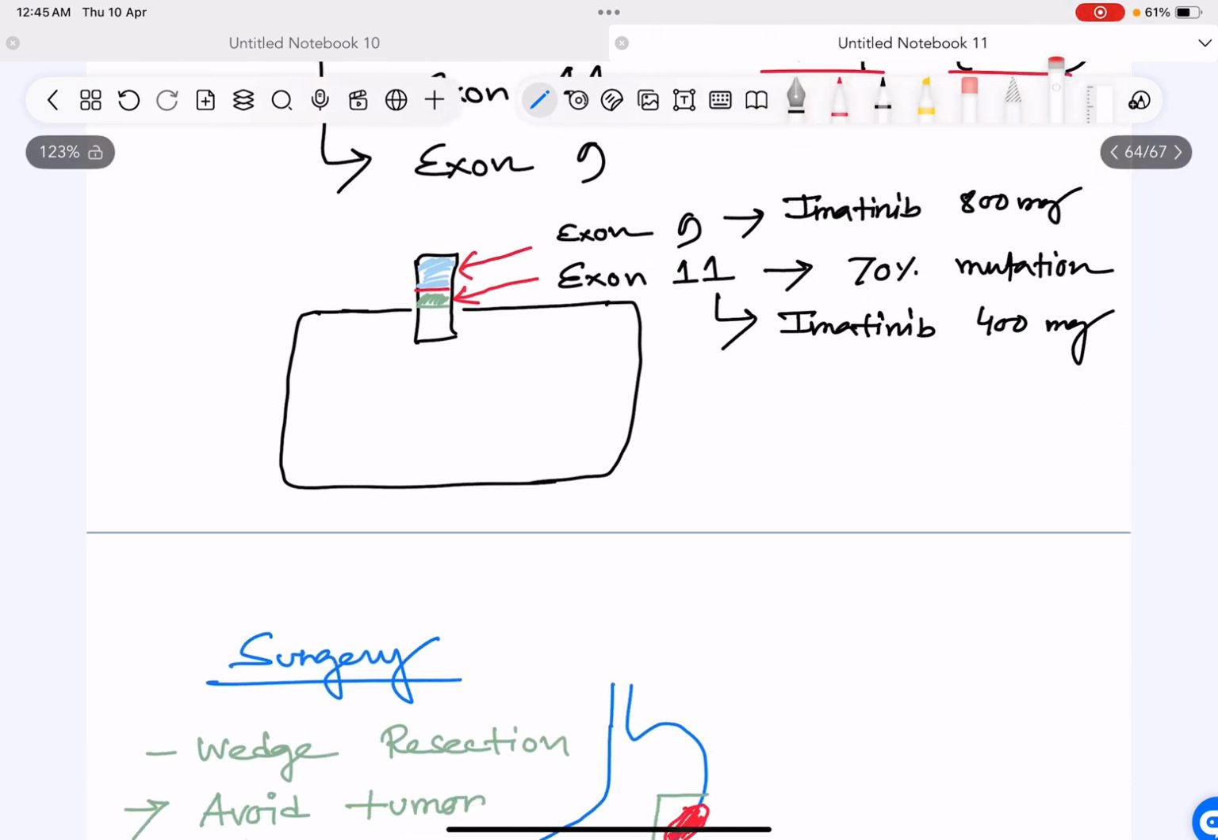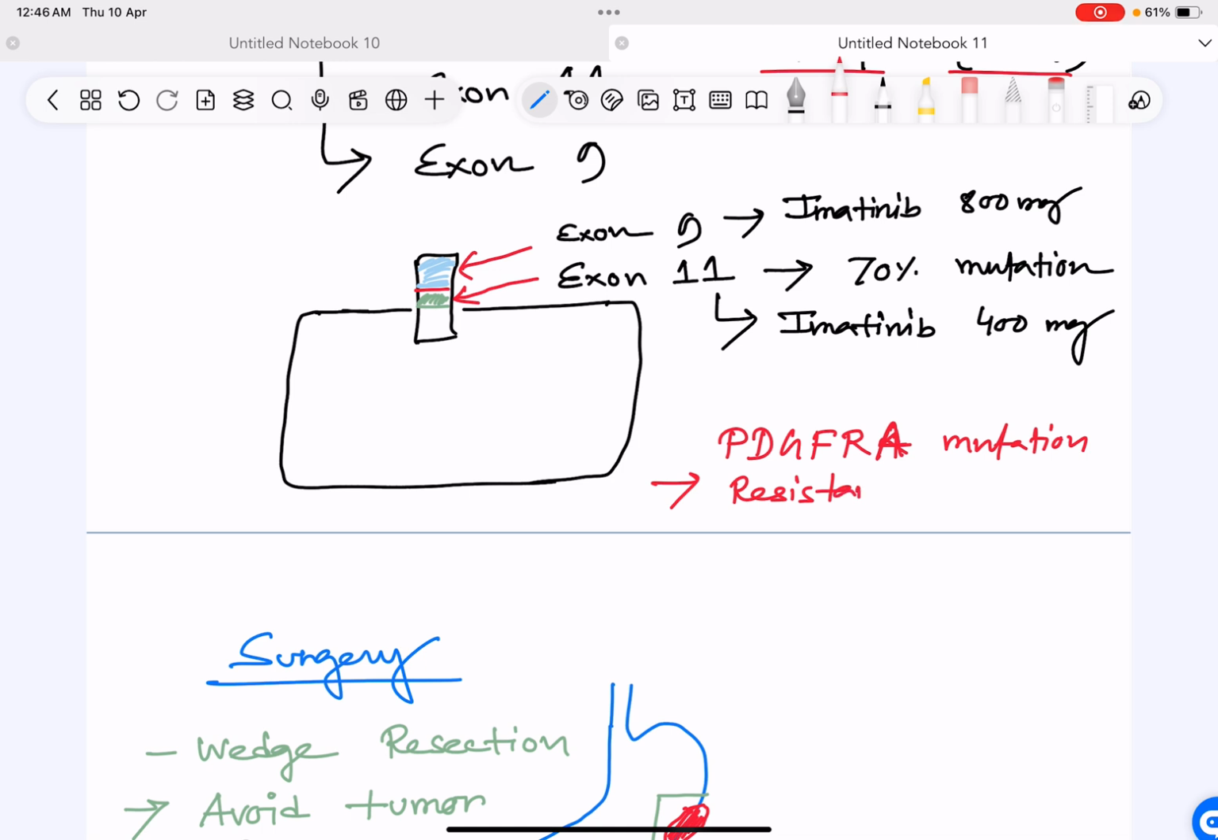And if it is a PDGFRA mutation, platelet derived growth factor alpha receptor mutation, PDGFRA mutation is resistant to imatinib. So PDGFRA mutations are resistant to imatinib. KIT mutation is sensitive, PDGFRA is resistant.